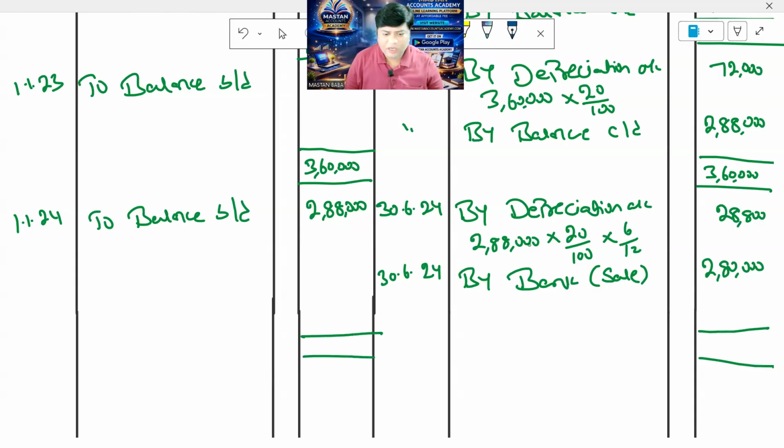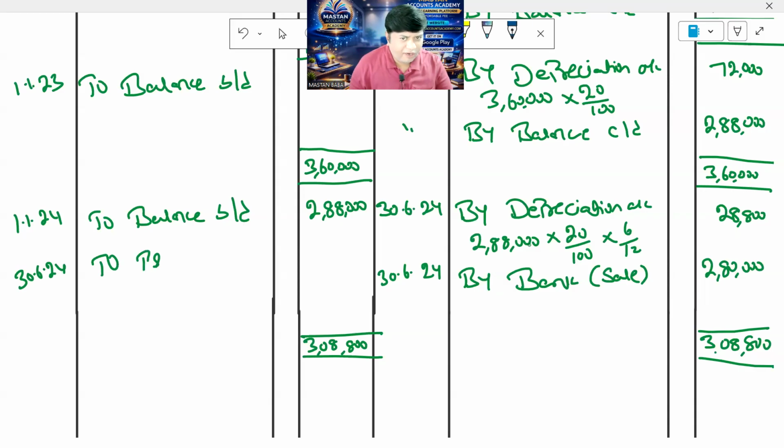Very simple logic. I'm taking the biggest value. 2,80,000 plus 28,800 comes to 3,08,800, right? And taking the same figure here, 3,08,800. From 3,08,800, if we deduct 2,88,000, we'll get 20,800. And write the date 30th June 24 to profit and loss account. If it is debit side, it's a profit.